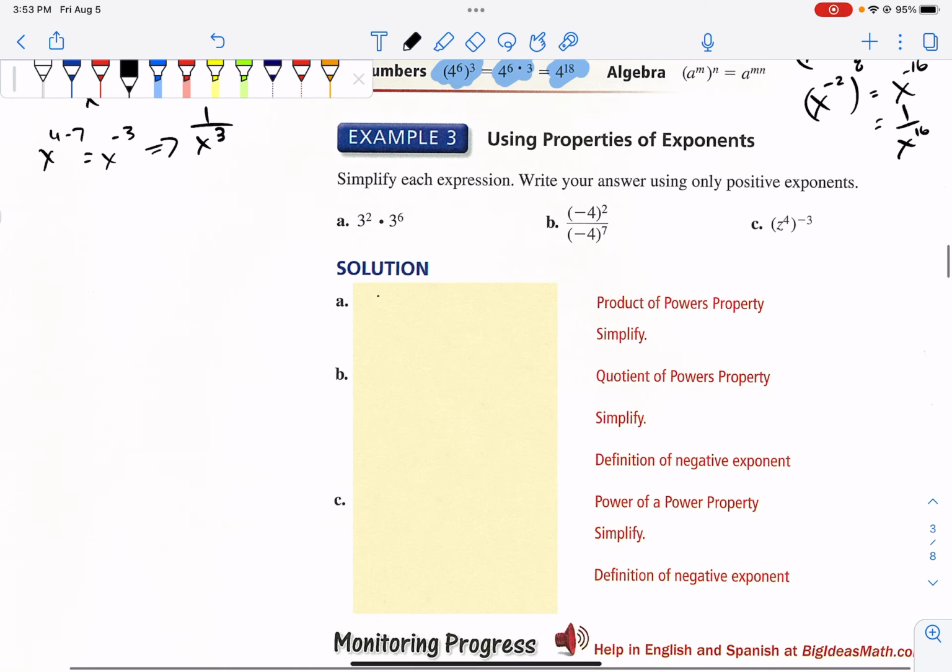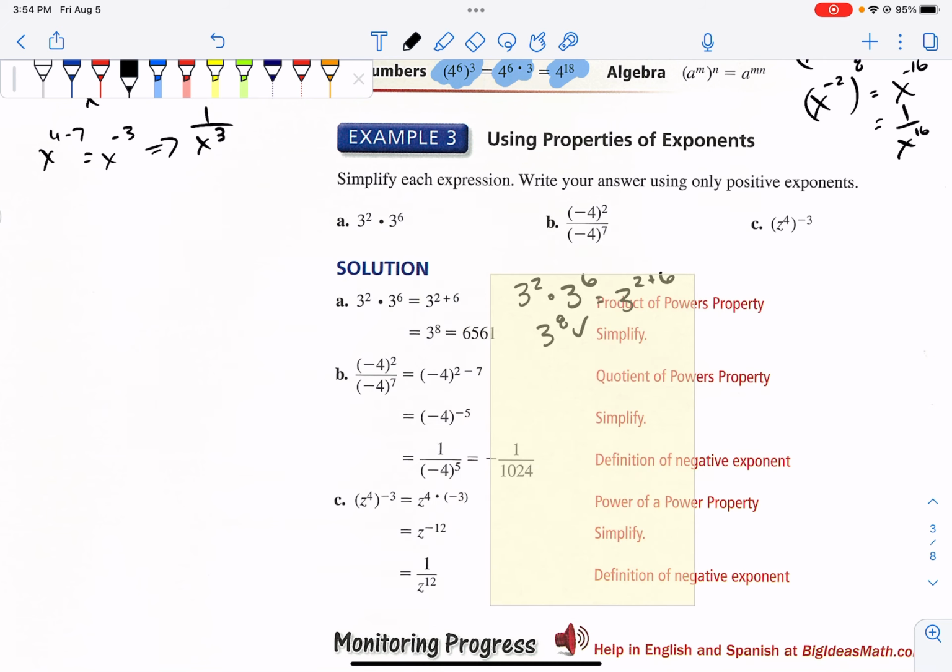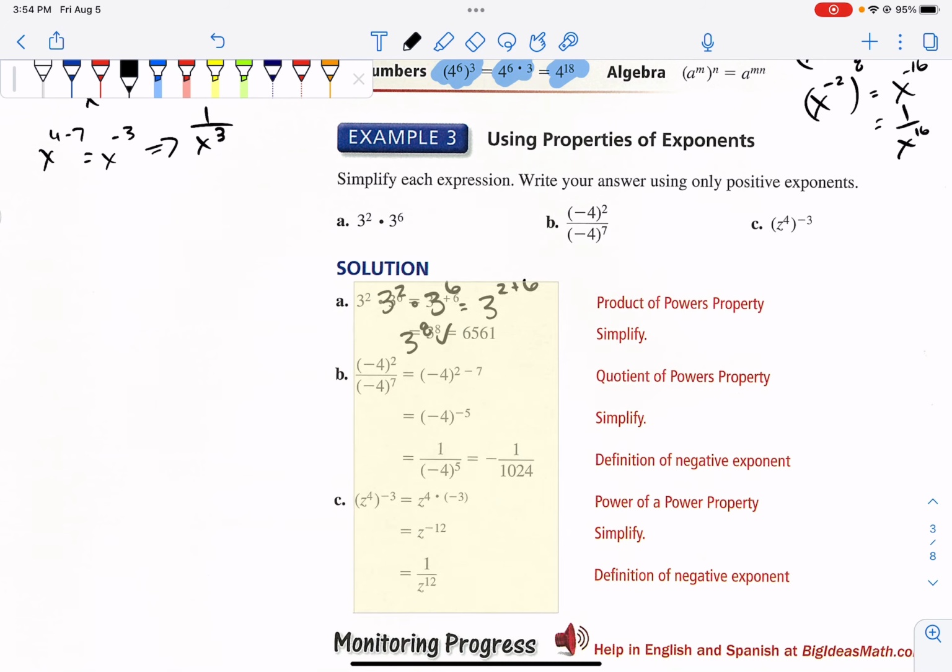So example A, 3 squared multiplied by 3 to the 6th power. It tells me that I should add those together. So that becomes 3 to the 2 plus 6, which is 3 to the 8th power. And I have no idea what that is. What is 3 to the 8th power? That's too big for me. I'm okay with 3 to the 8th power. We'll leave it at that. I know a lot of my 3s. 3 to the 3rd is 27. 3 to the 4th is 81. But I don't want to multiply that 4 more times. So we're going to leave it 3 to the 8th power. Actually, does yours have the answer? Oh, it does. 6,561. The book's smarter than me.